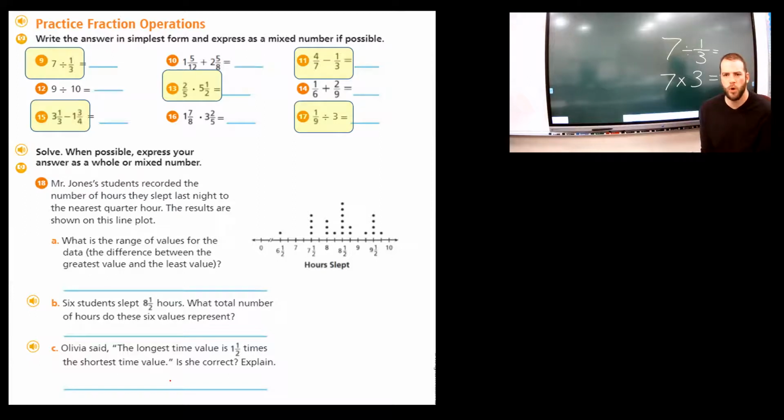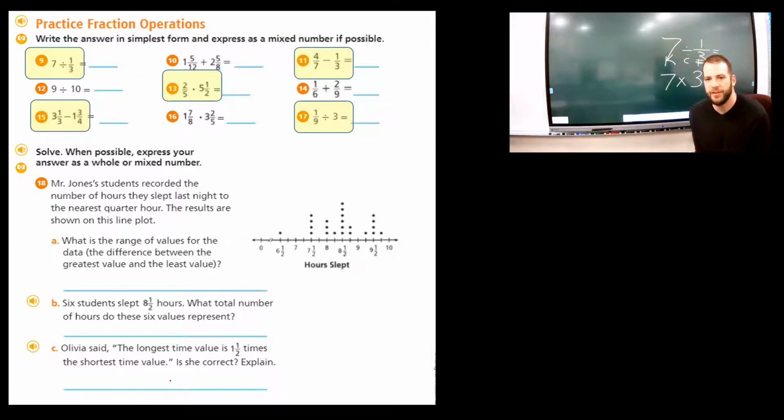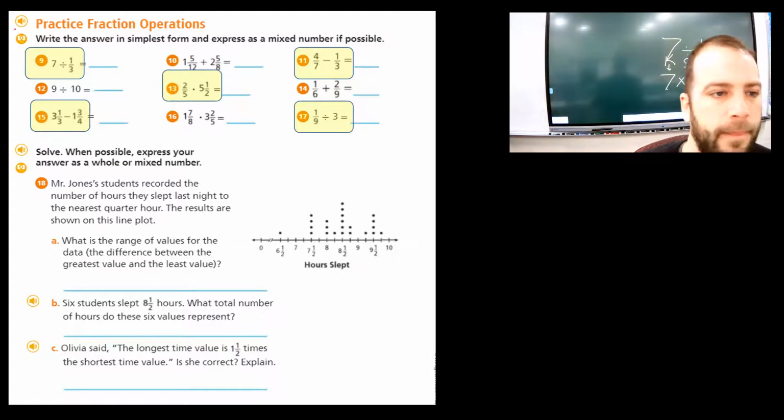Whoa, whoa, whoa, whoa, whoa. How did you know that? Well, I talked to the colonel. Whenever you're dividing with any kind of a fraction, you have to keep change flip. You keep the 7 the same, you change the sign from division to multiplication, and then you flip 1/3. 1/3 flipped is 3 over 1, and 3 over 1 is just 3, right? It's 3 wholes. 7 times 3 is 21. So that answer is 21.